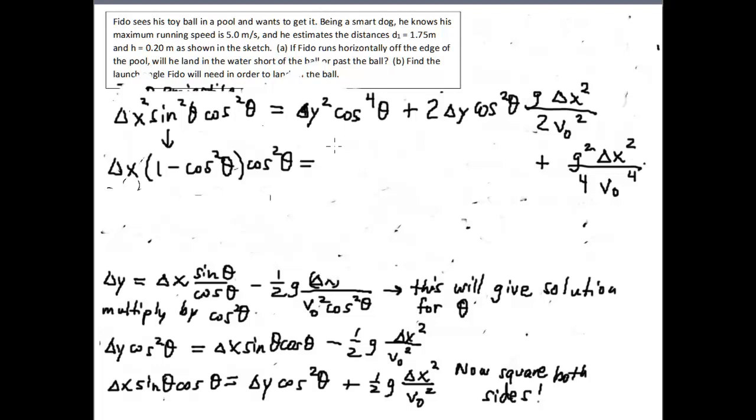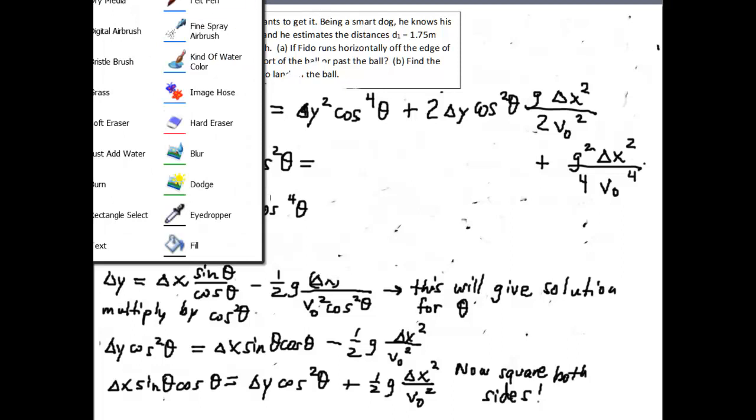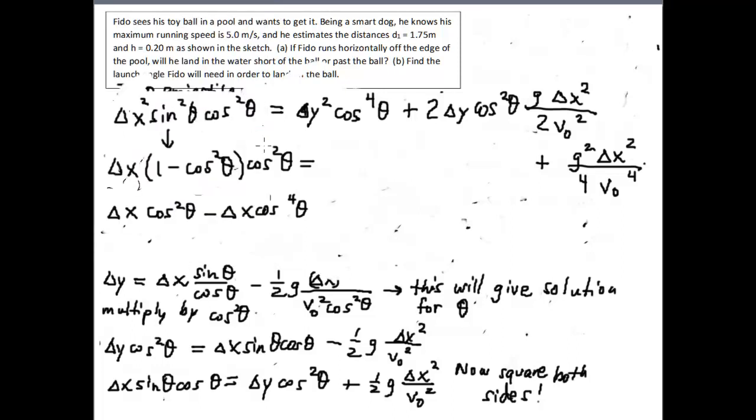And I'm not going to rewrite it. I'll just leave it, you have it right there. So the left-hand side, when I multiply it through, I'll get delta x cosine squared theta minus delta x cosine to the fourth theta. All right? And that's equal, again, to everything on the right-hand side. So what's going to happen here is that I am going to be able to collect all the terms and get them all on one side of the equation.